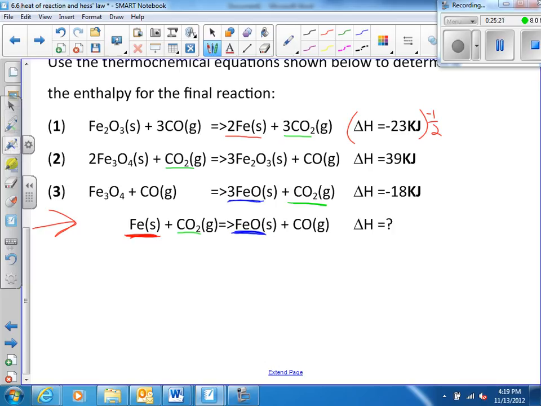FeO appears in the reaction I'm trying to get to. And I believe, yeah, I'm good. It only appears in reaction 3. Whew, we're lucky there. So I need only one FeO, but in the reaction I'm given, I have 3 FeOs. It's on the correct side, so we're in luck there. But what do I need to multiply this by? You got it, a third, because a third of 3 is the one that I'm looking for.